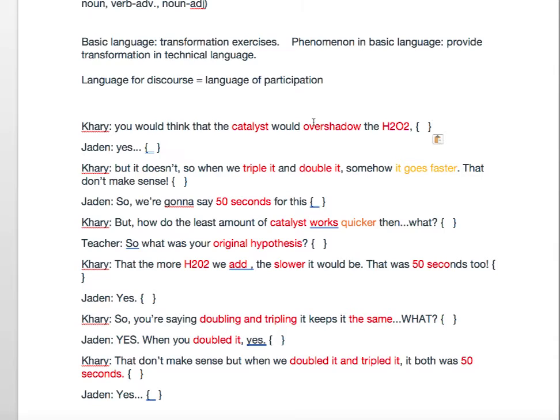You would think that the catalyst would overshadow. Okay, so what's going on in this sentence?